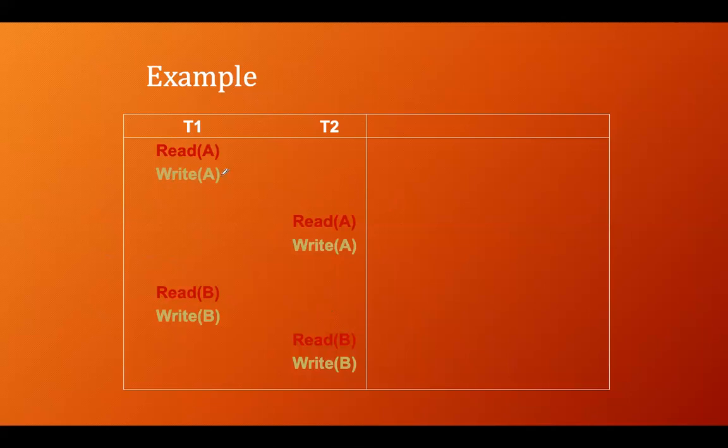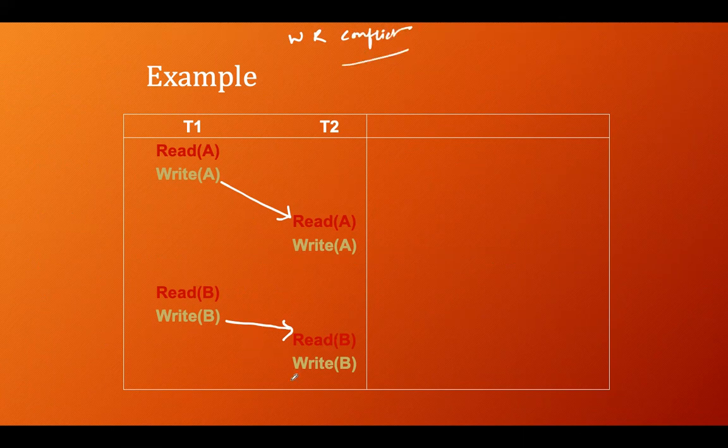Now, after writing, there is a read operation. That is a conflict. This is one conflict, okay? After writing on A, there is a read on B. There is no conflict. After writing B, there is a read on B. There is another conflict. So there are two write-read conflicts. Okay.